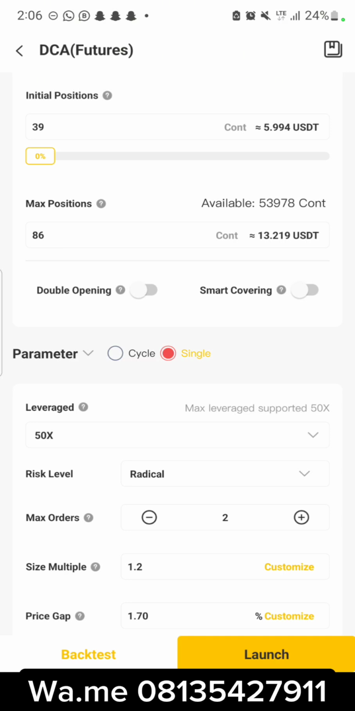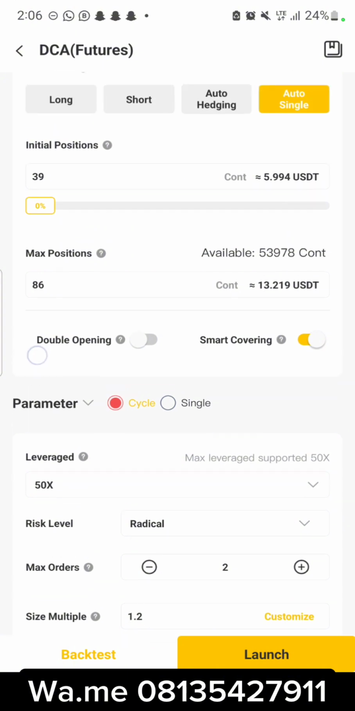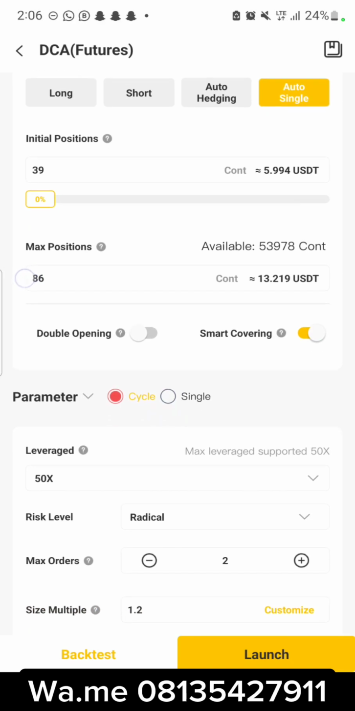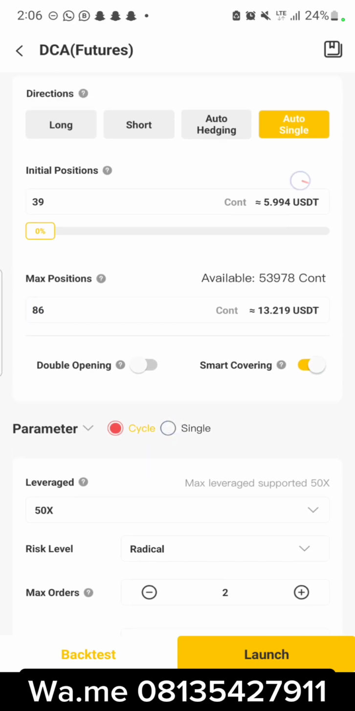If you still want to get an insight of how many you should set per any amount of capital you want to start with, feel free to DM me, because my number is going to be on the screen. Now in this setting, the next thing you want to do, because you want this setting to be continuous, you move your parameter to cycle, because after it goes with $1, it sells, it comes back again, it goes with another $1. Now choose a smart coverage, so that it will determine which side of the market it's supposed to go. Now the next thing you want to do is make sure you pay attention to this count.